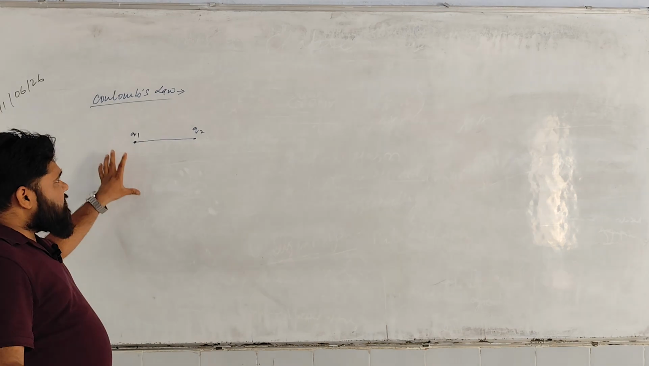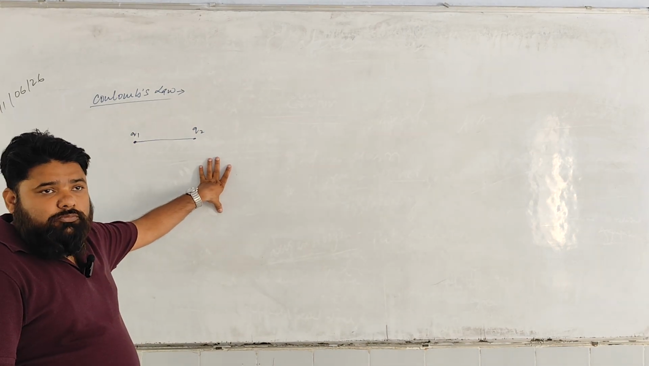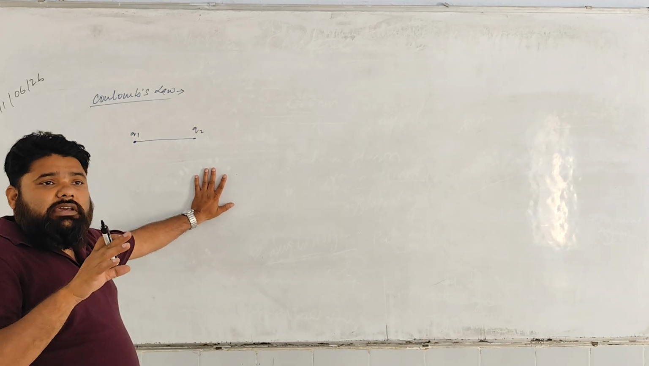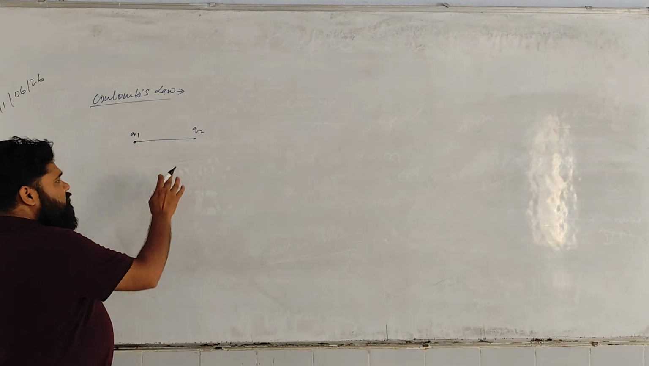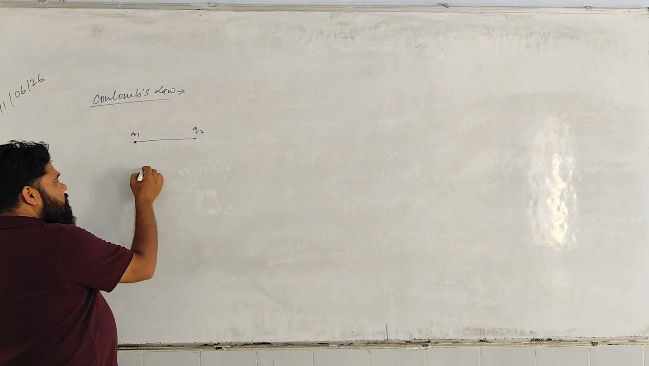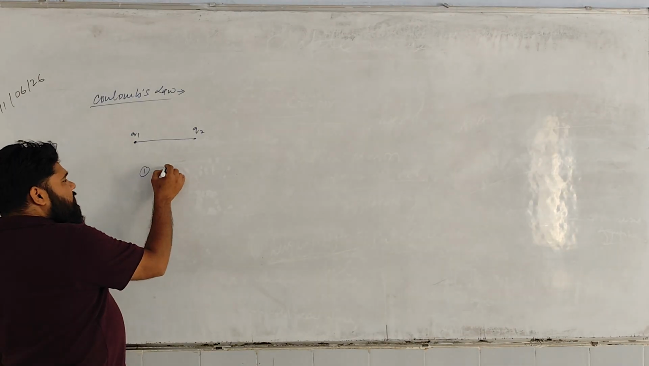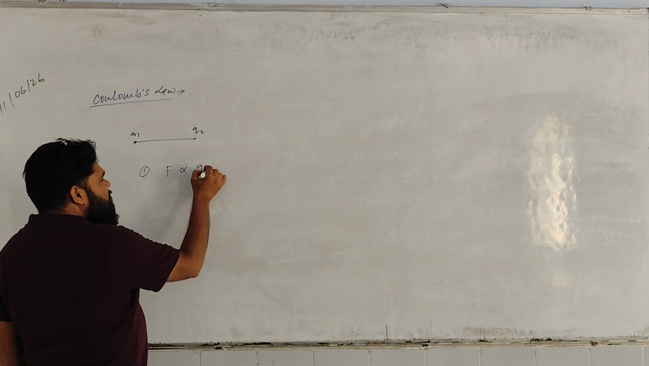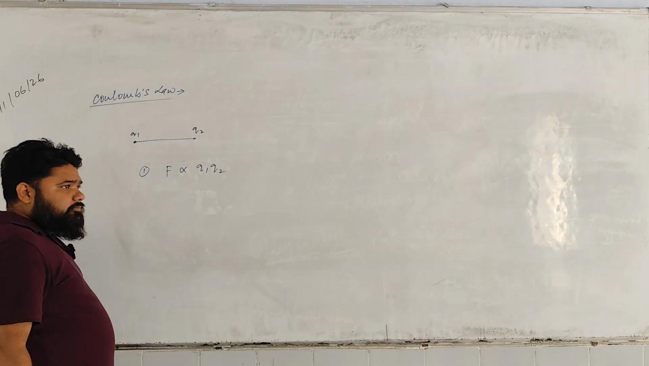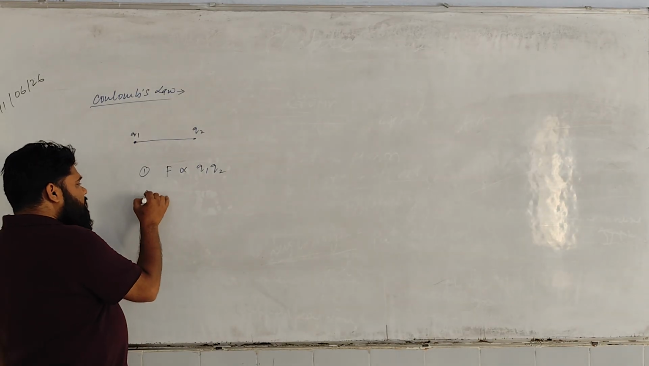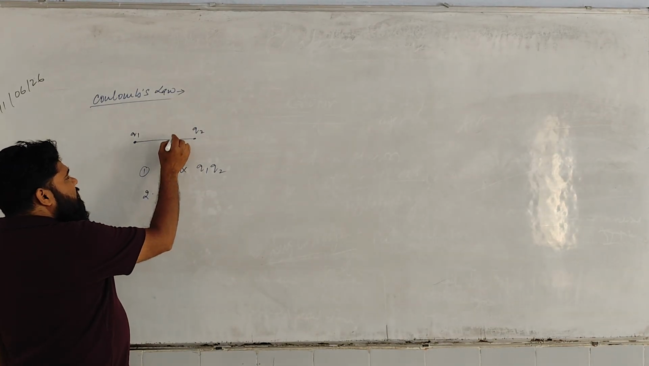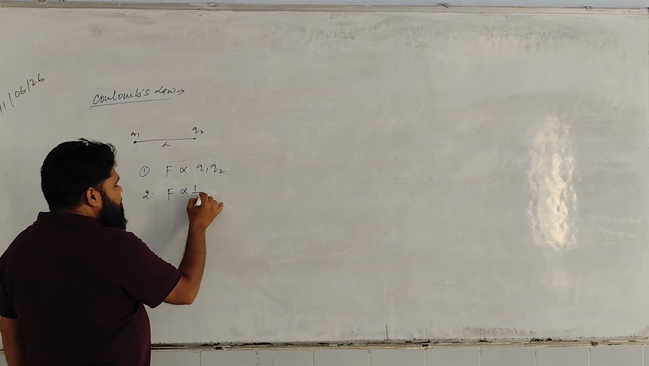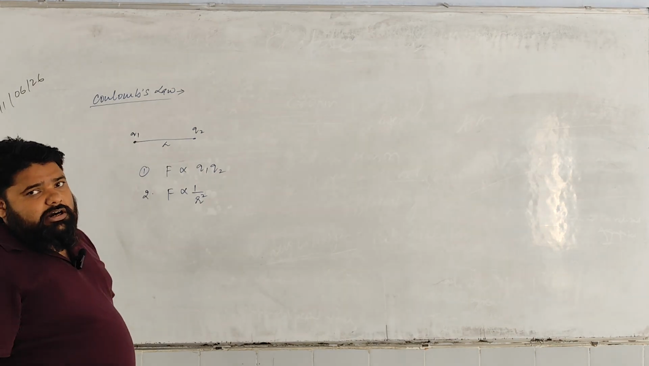And here we are assuming these two charges are placed in air or vacuum, that is, the medium between these two charges, we assume for now, is air or vacuum. So the force of interaction between these two charges depends on two factors. The first one, the force is directly proportional to the product of the charges. That means F is proportional to Q1 into Q2. In the second point, the force between them is inversely proportional to the square of the separation between them. That means F is inversely proportional to R square.